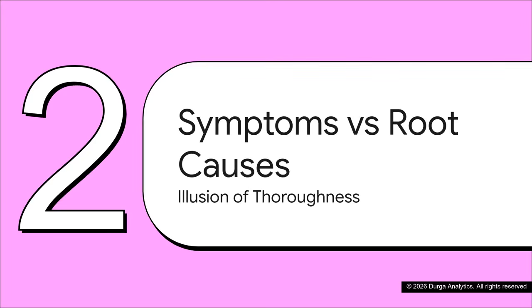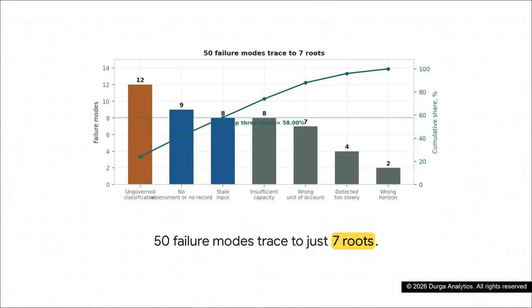Section 2. Symptoms versus root causes. The illusion of thoroughness. It's time to debunk a massive operational myth. What's really fascinating about how those 50 modes collapse is this. When we classify every single mode by the structural cause that literally had to be present for it to occur, those 50 failure modes trace back to just 7 root causes. Look at the steep curve here. The top 3 roots alone make up 58% of our entire inventory.